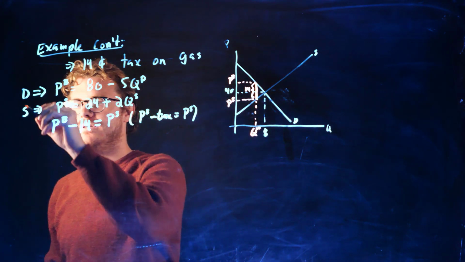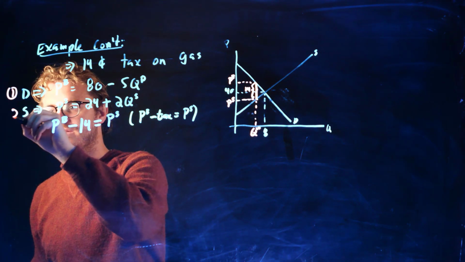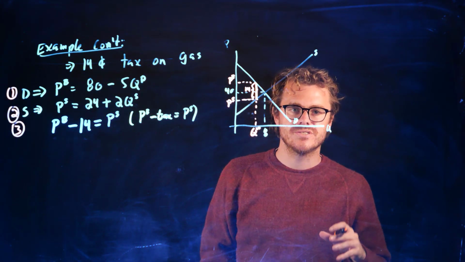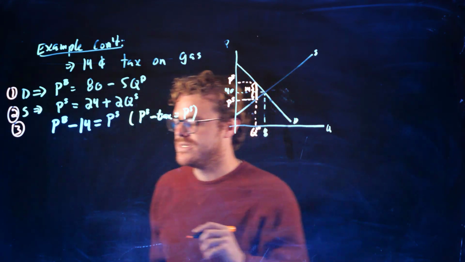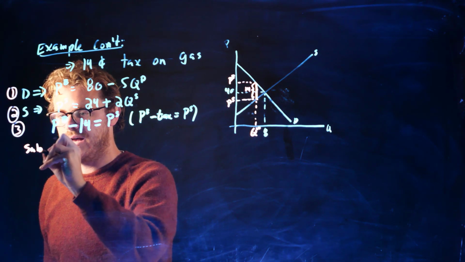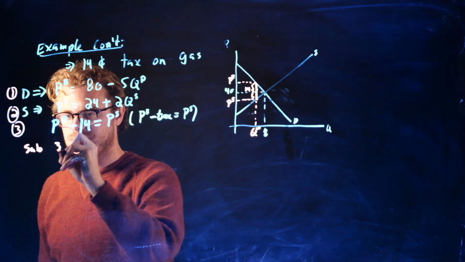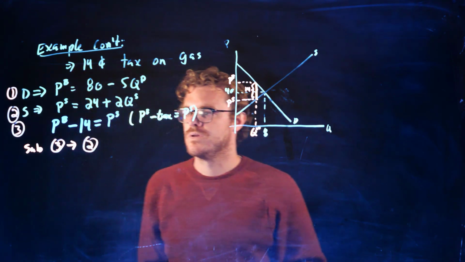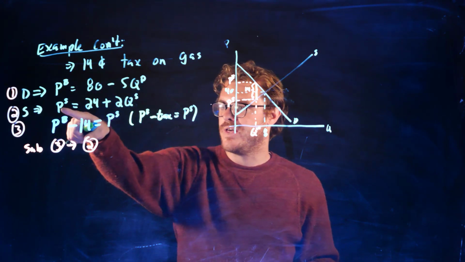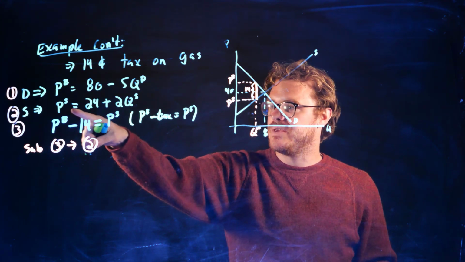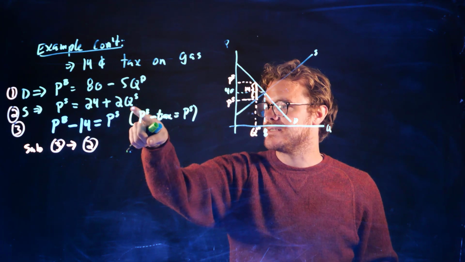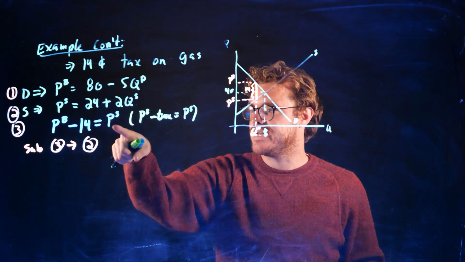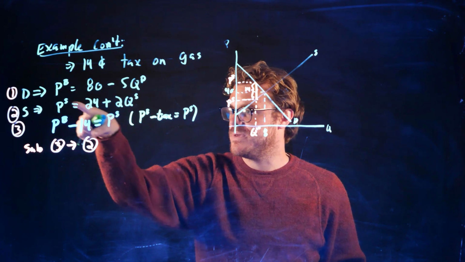All right, so let's call this equation 1, equation 2, and equation 3. Three equations, three unknowns. We can do this. So the first thing we're going to do is sub 3 into 2. So we know that this is the supply curve, PS equals 24 plus 2QS. We also know that this PB minus 14 equals PS.